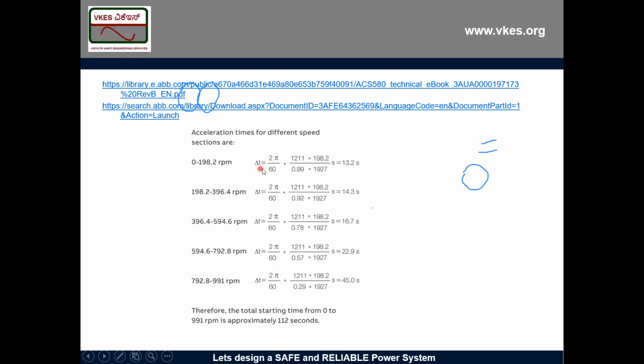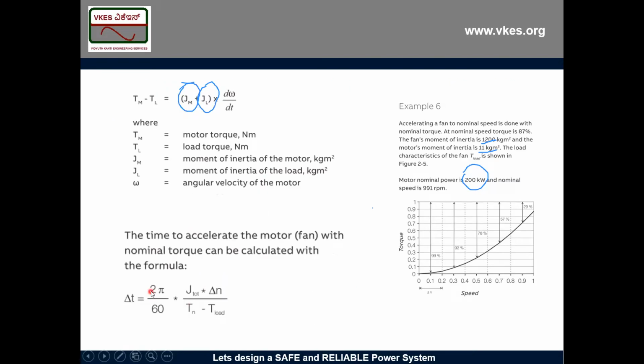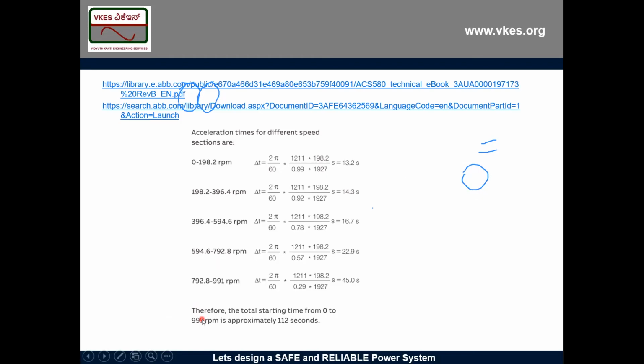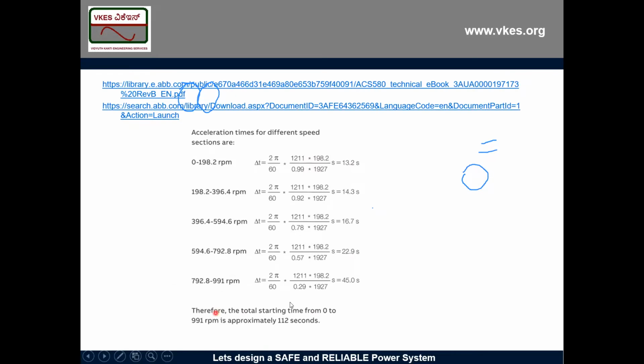Now the basic equation, okay, for delta T. Delta T is 2 pi by 60 J delta N divided by the difference of the torque. So here 2 pi by 60 is here. What is J total? We know J total is 1211 kg meter square. Okay. And what is delta N? Delta N is the change in the speed. The change in the speed is given here. It is 198 RPM.